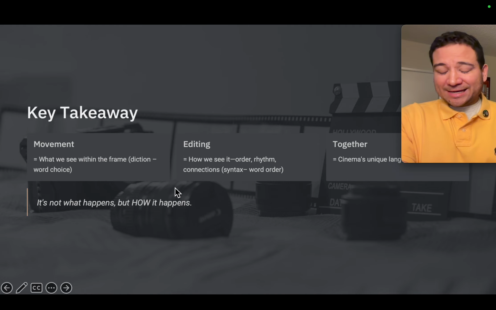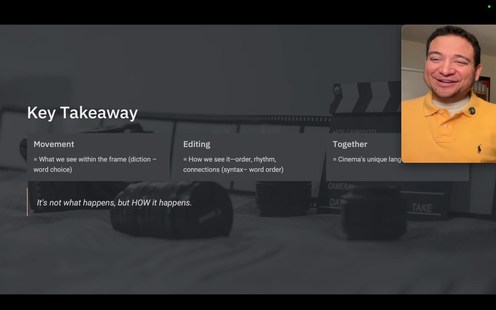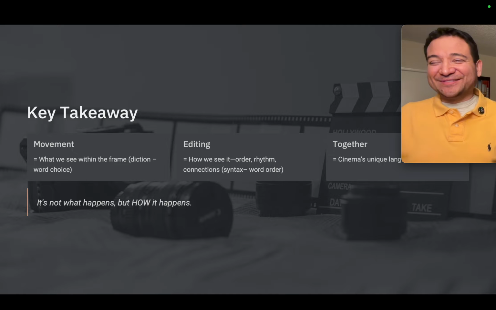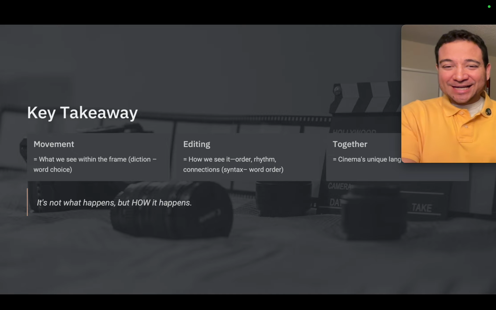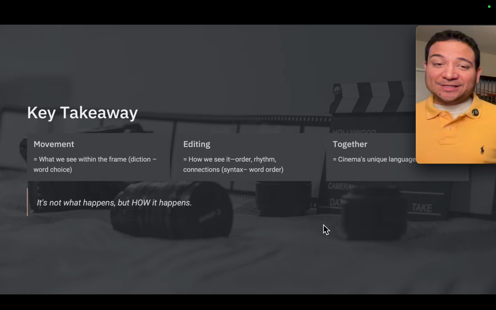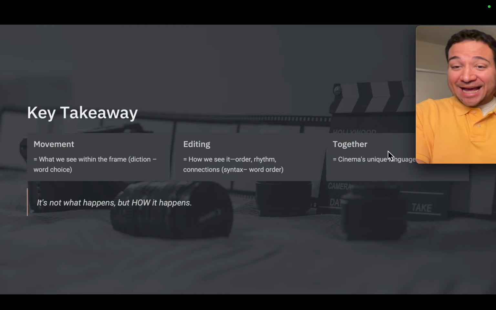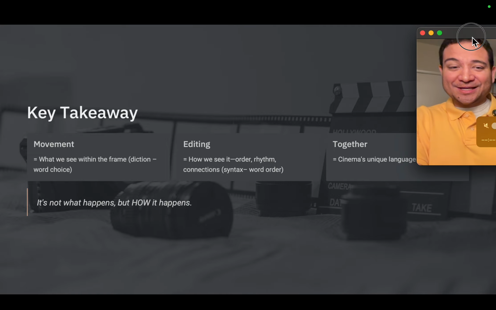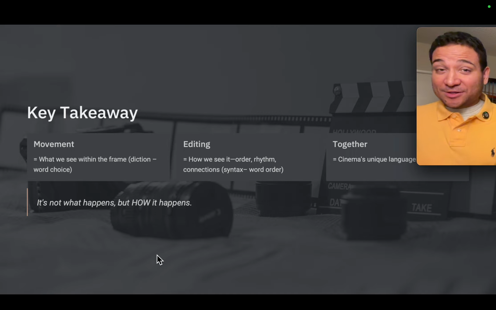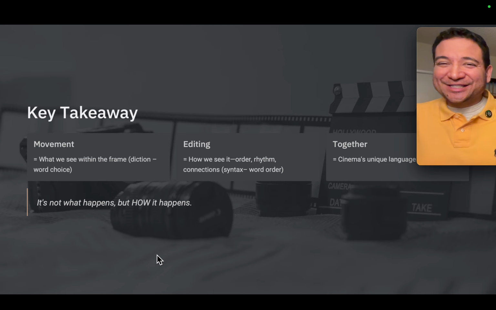So that is something to remember. If we think about literature as film, think of movement as the diction, which is what words will you use, right? What elements will you use, the word choice. And editing is syntax, is word order. So think of movement as the diction, like what words will you use? And think of editing as the syntax. How will you order them? Together, that becomes cinema's unique language. And it's never just about the story, not just what happens, but how it happens, blending both movement and editing.